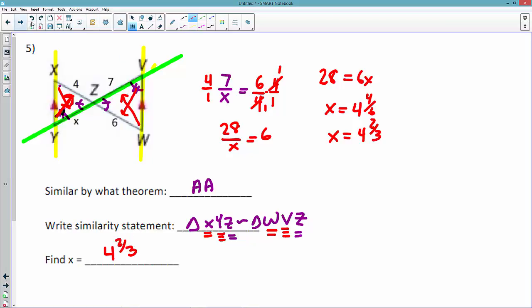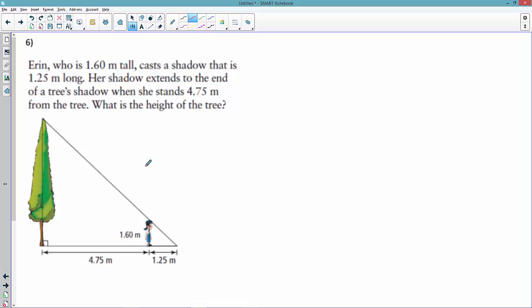Okay, moving right along. 6. Aaron, who is 1.6 meters tall, casts a shadow that is 1.25 meters long. Her shadow extends to the end of the tree shadow when she stands 4.75 meters from the tree. What's the height of the tree?